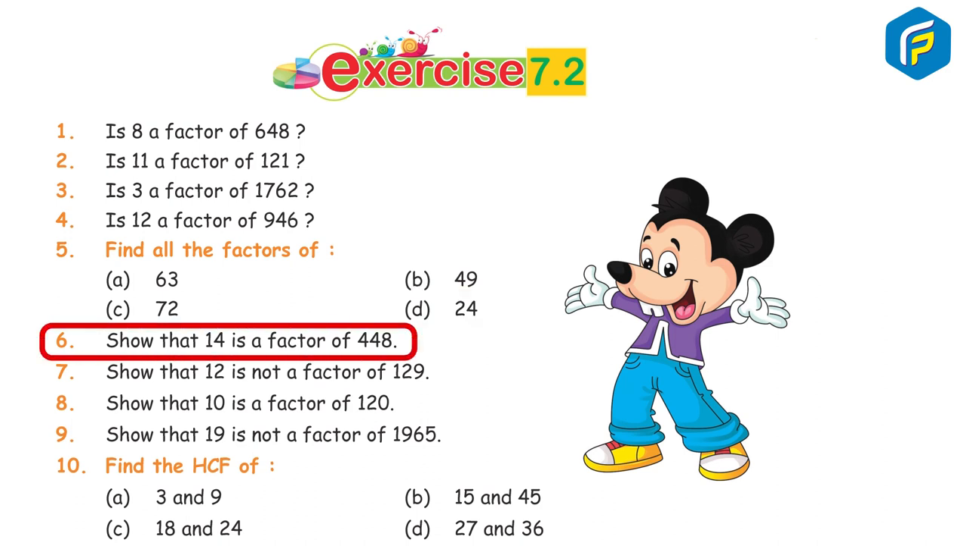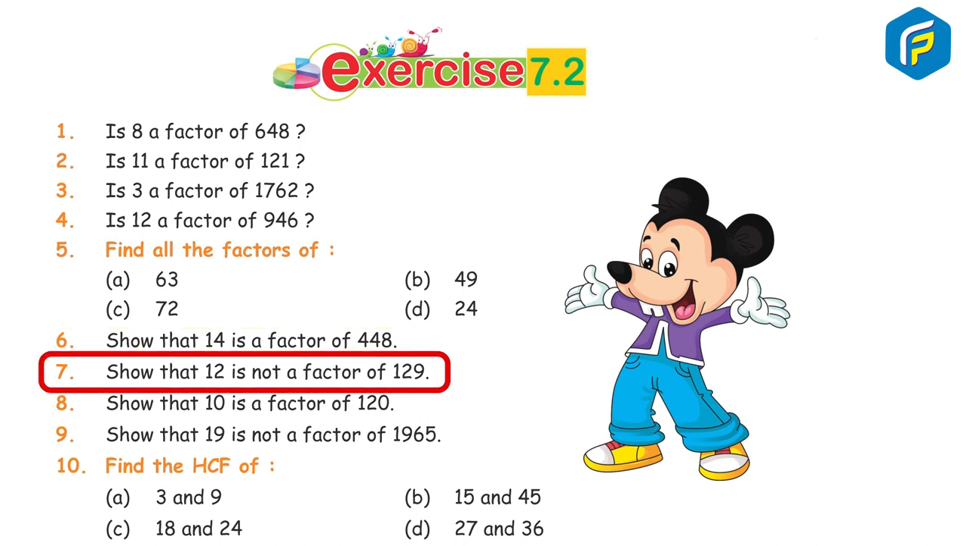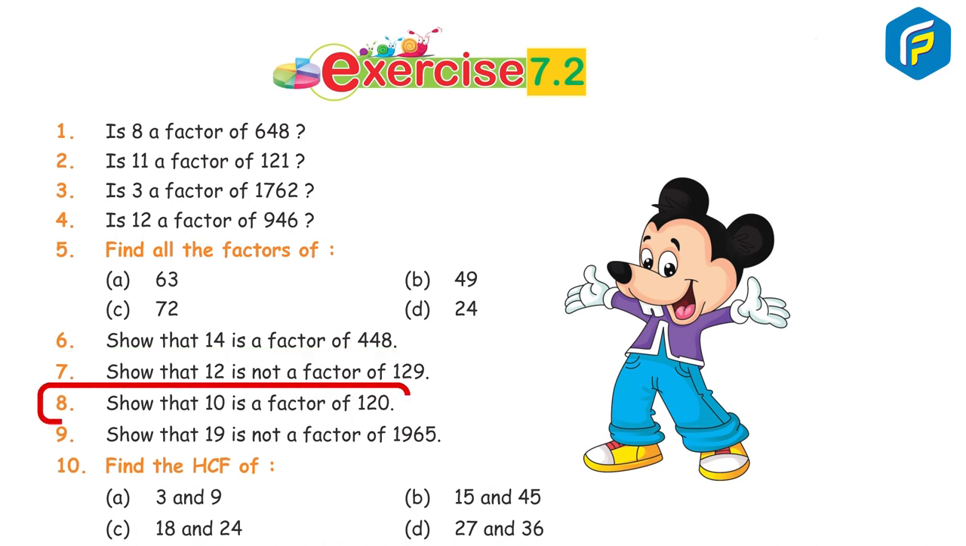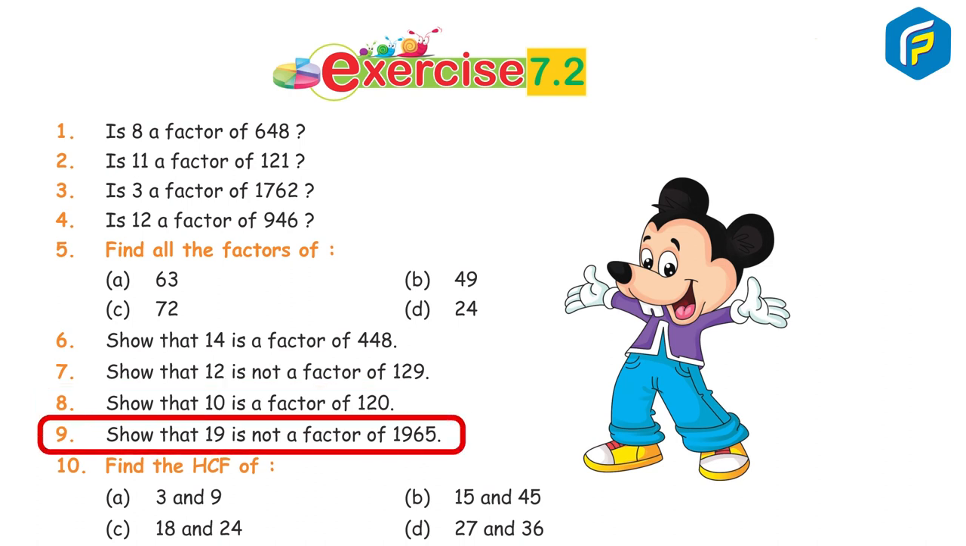Question 6. Show that 14 is a factor of 448. Yes. Question 7. Show that 12 is not a factor of 129. No. Question 8. Show that 10 is a factor of 120. Yes. Question 9. Show that 19 is a factor of 1965. No.